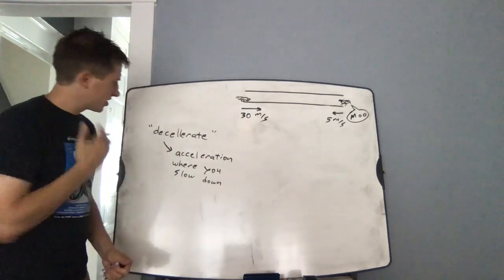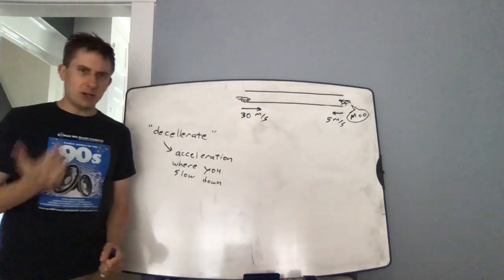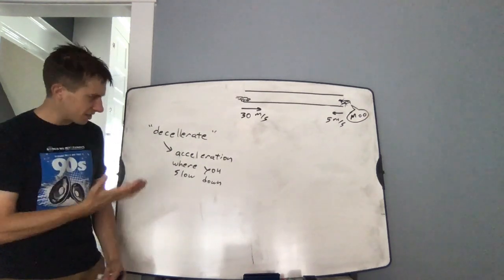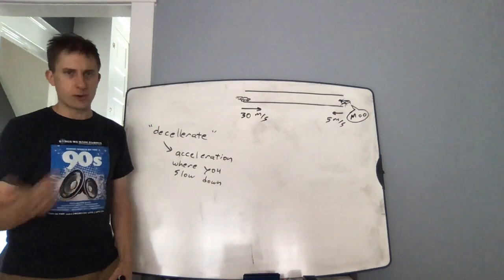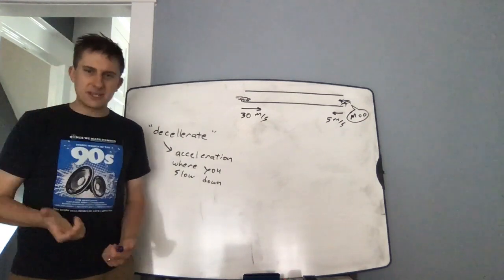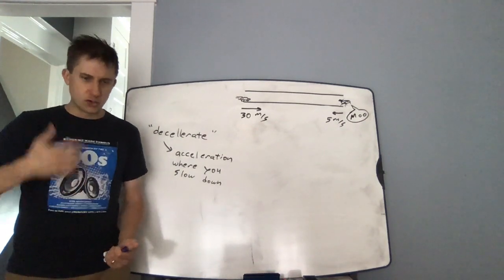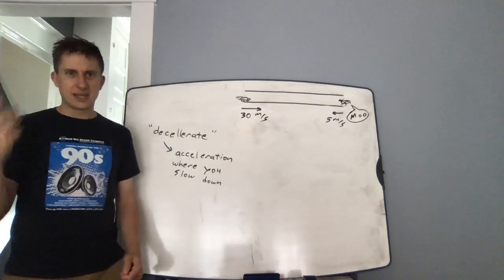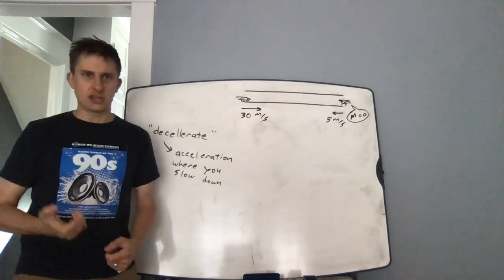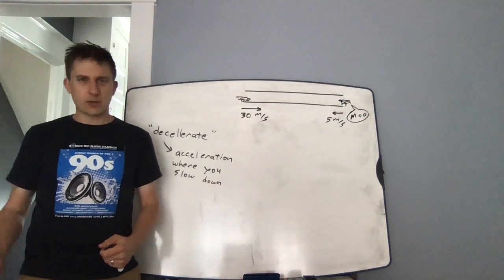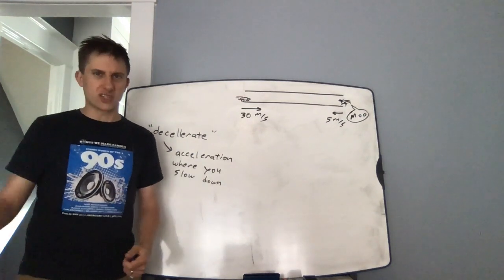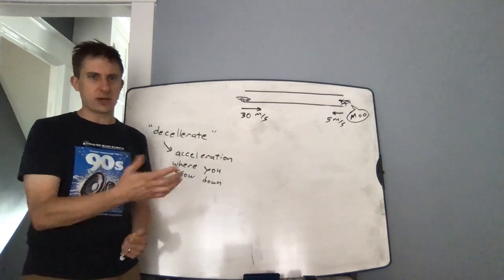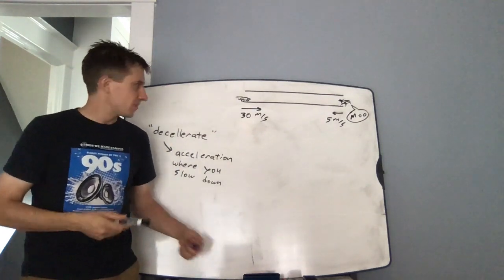Now, the problem uses the word decelerate. Decelerate sometimes comes up, it's just a colloquialism. It basically means acceleration where you're slowing down. Often the word accelerate is usually associated with speeding up, but technically speaking, acceleration is a change in velocity. So acceleration could mean speeding up or slowing down, basically a change in velocity. Decelerate generally means you're slowing down.